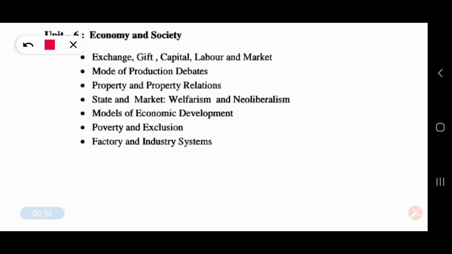The sixth unit of your syllabus is Economy and Society. So, under it, you will have to learn about the concepts of exchange, gift, capital, labor, and market, modes of production debates, property and property relations, state and market, welfarism and neoliberalism, models of economic development, poverty and exclusion, factory and industry systems.